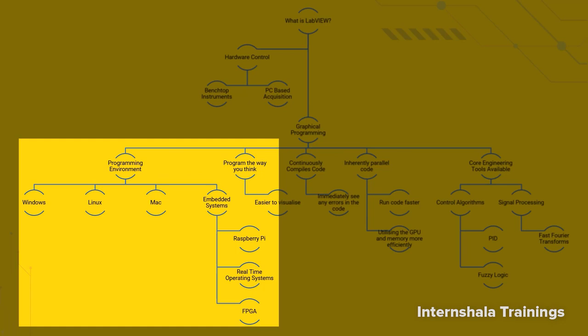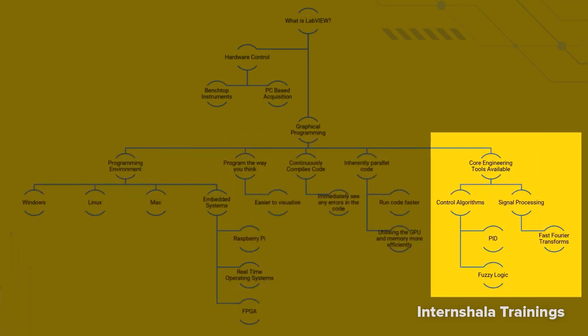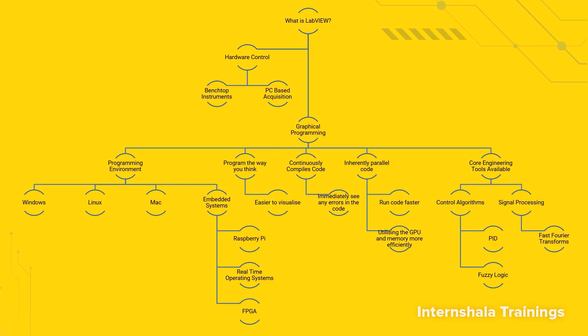So if we break those subjects down into subcategories, with programming environments, you can program on Windows, Linux, Mac, or even embedded systems such as Raspberry Pi, real-time operating systems or RTOS, and even FPGAs. And the core engineering tools that are available include things like control algorithms, so PID control systems or fuzzy logic, or signal processing such as FFTs or fast Fourier transforms. But there are hundreds of tools available natively in LabVIEW for you to use.